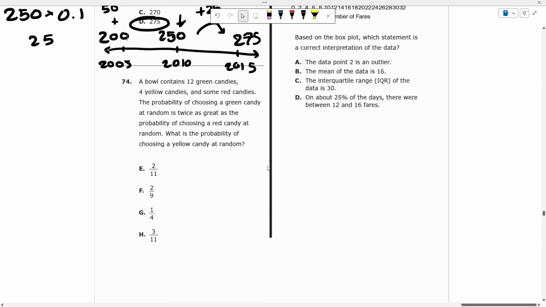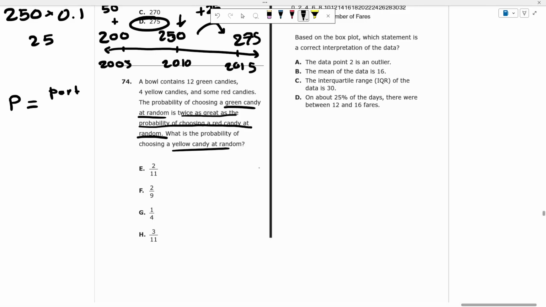So now we're going to move on to 74. It says that a bowl contains 12 green candies, 4 yellow candies, and some red candies. We know that the probability of choosing a green candy at random is twice as great as the probability of choosing a red candy at random. What is the probability of choosing a yellow candy at random? So we need to know a simple formula: probability is equal to part over whole. In other words, it's what you want to happen divided by everything that could happen.